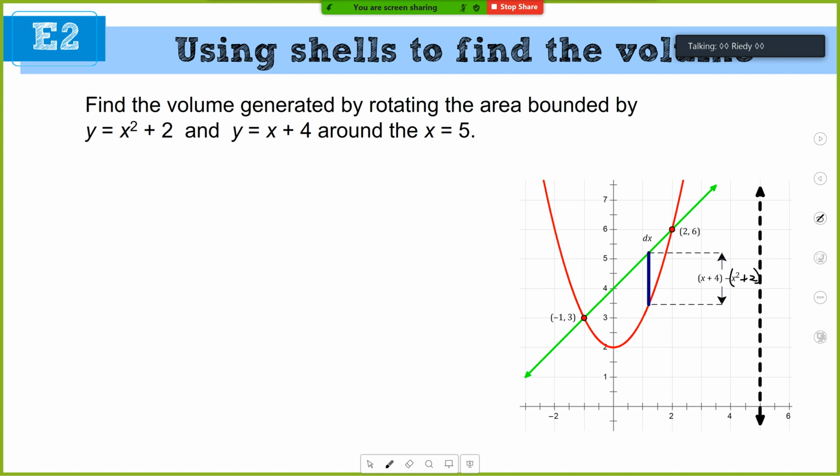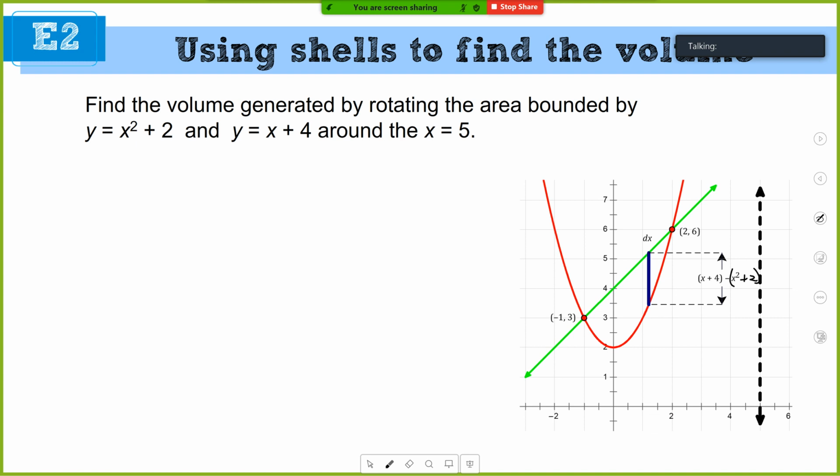Okay, so I need 2 things. I need the area of the rectangle, and I need the distance away from the axis of revolution. So let's do the easier one first. What's the area of that blue rectangle? X plus 4 minus x squared plus 2.